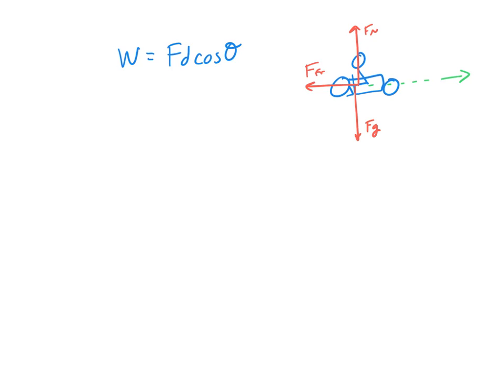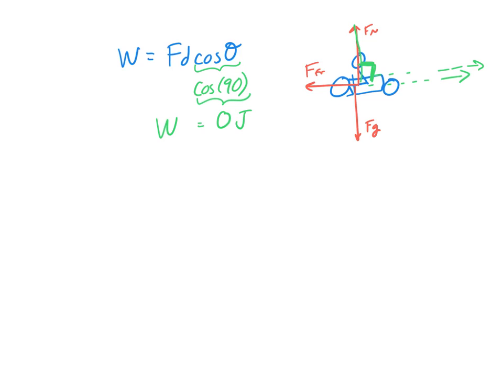So how much work is being done by the normal force in this situation? Well, we're going to focus on this cosine of the angle. If the object is going this way and the normal force is this way, those are at a right angle to each other. So that would be cosine of 90 degrees. And if you put that in your calculator or you have it memorized, cosine of 90 degrees is actually 0. So the normal force is doing 0 work.